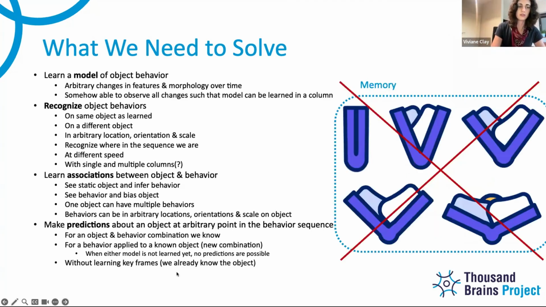And then another constraint we added is that we don't want to be learning keyframes or snapshots of the object's morphology, where we have to store how the object looks at different points in time, because we already know the object. It's not like once the stapler opens a little bit more, I have to explore the whole stapler again and learn a morphology object again. And then once it opens a bit more, I have to explore it again and learn a morphology object again. I know how the top of the stapler looks. I don't need to relearn it in every orientation.